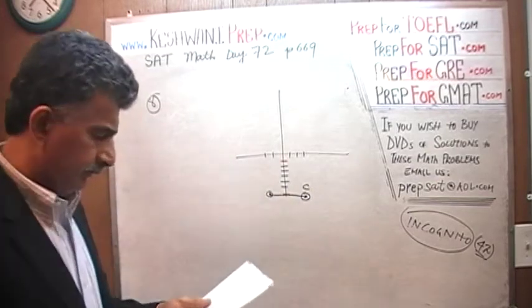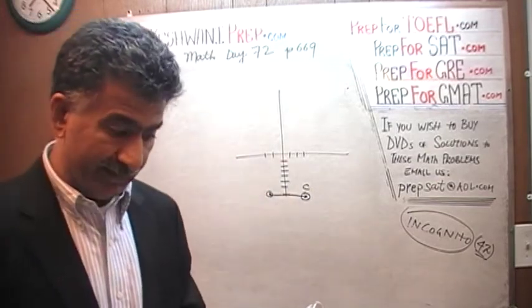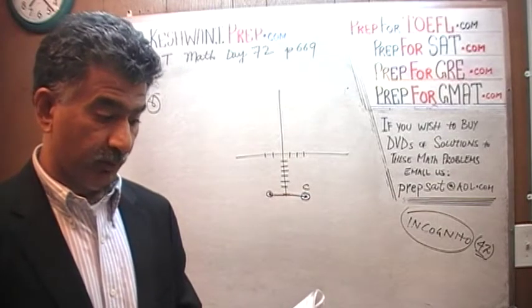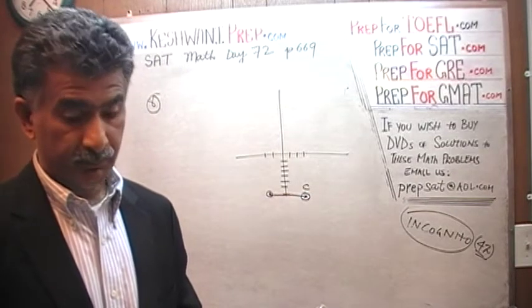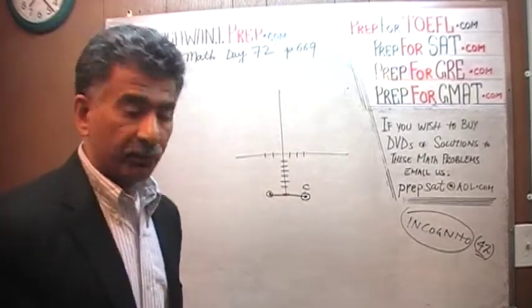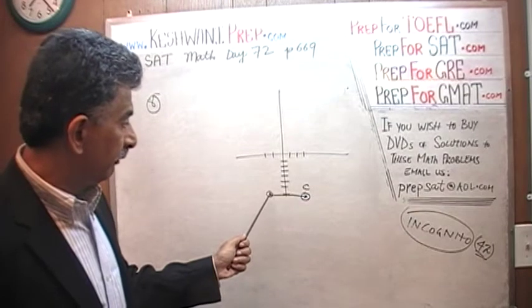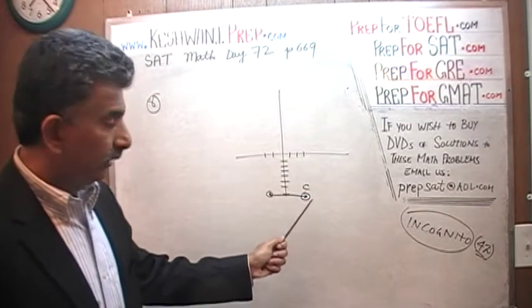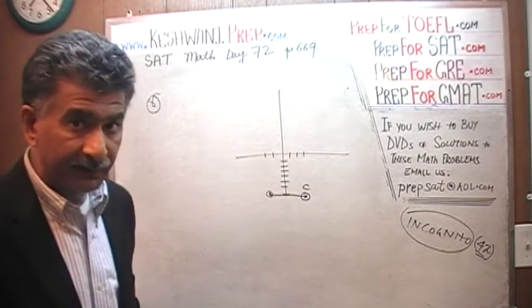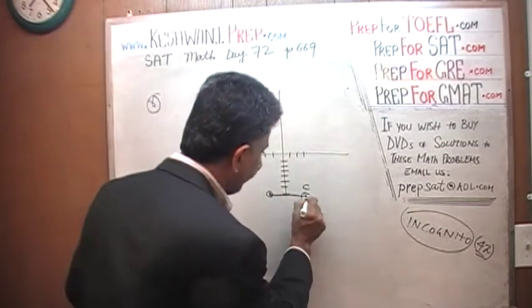The question is, if one end of the diameter of the circle is negative 2 and negative 7, what are the coordinates of the other end point of the diameter? Well, very simple. They're telling us that when we join this point to the center, it is a part of the diameter. That means what we're looking at here is half the diameter. Here is the other half.